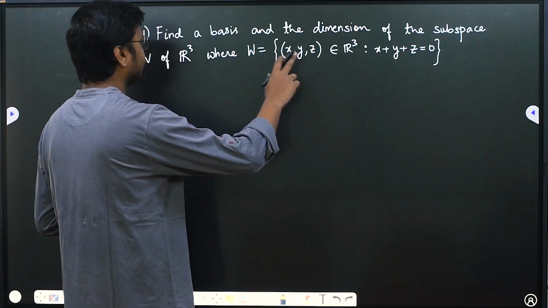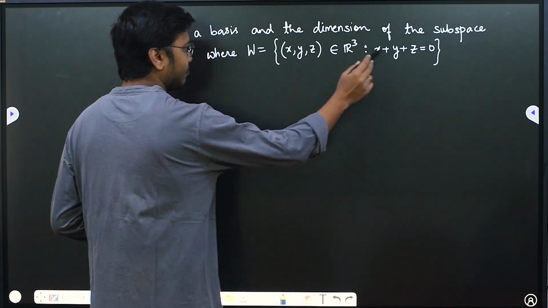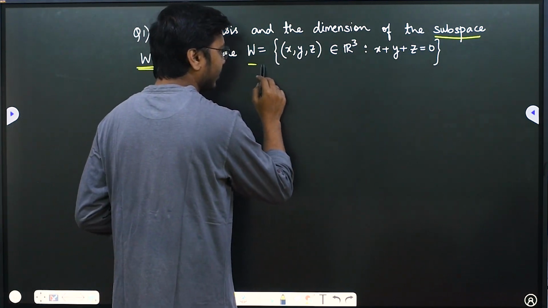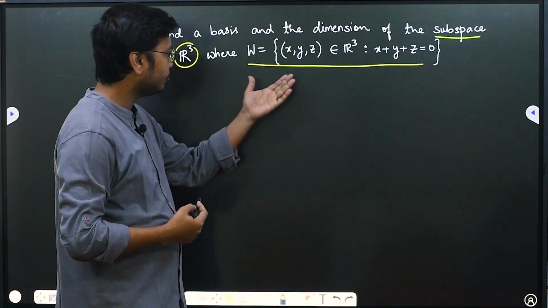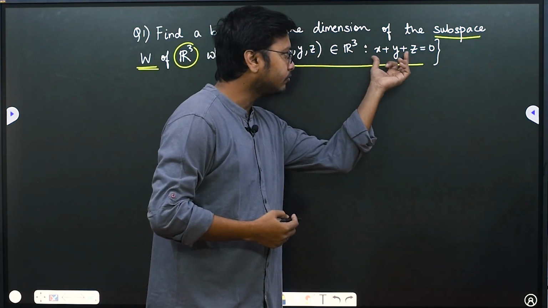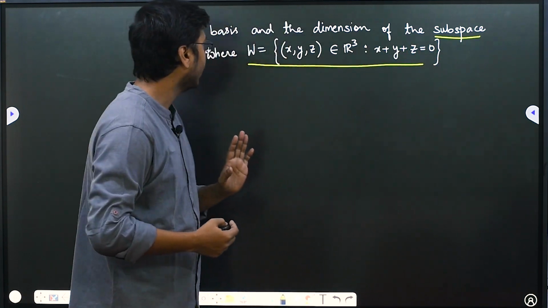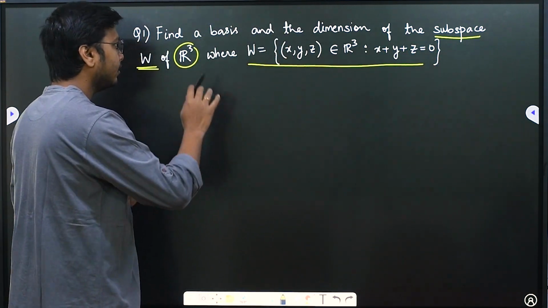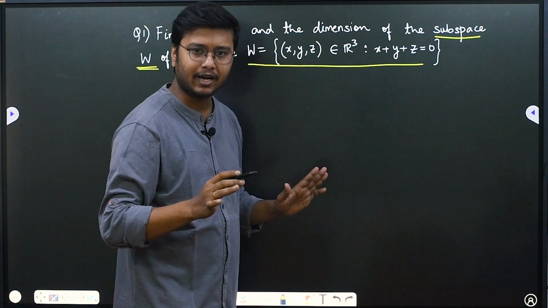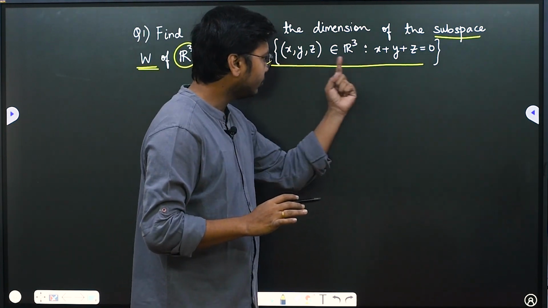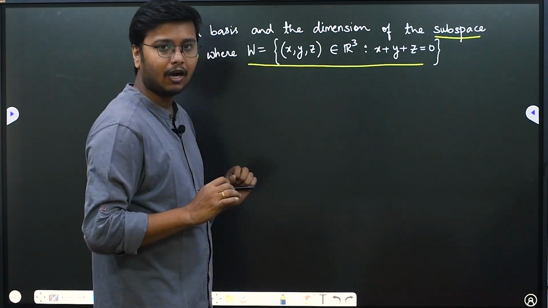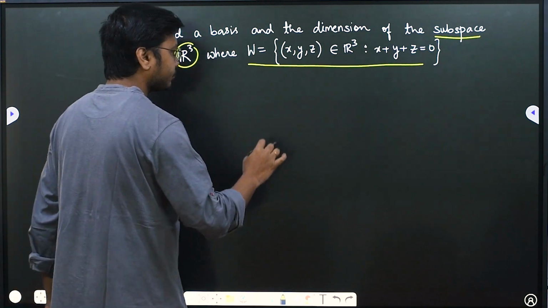It is given that W is a subspace of the vector space R3, where W is given by something like this. That means W is the set of all those real three-dimensional coordinates whose sum of the coordinates is 0. We need to find the basis and dimension of this subspace. It's already told it's a subspace, so we don't have to prove that. So W is itself a vector space and we need to find its basis and dimension. Let's see how we can solve these kinds of problems.